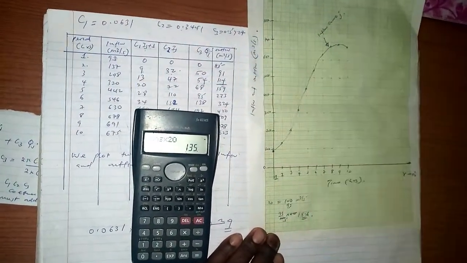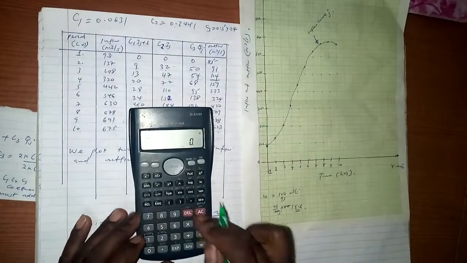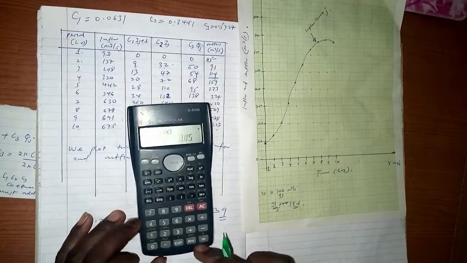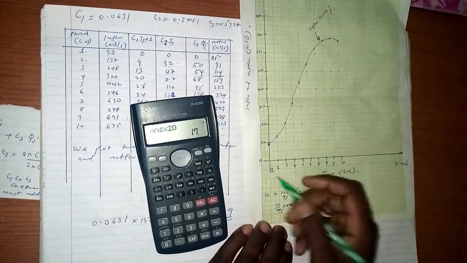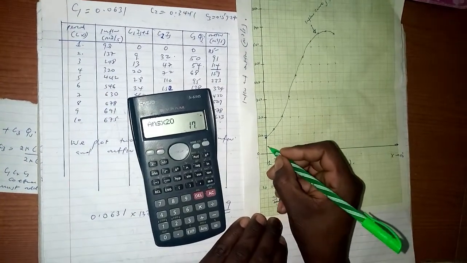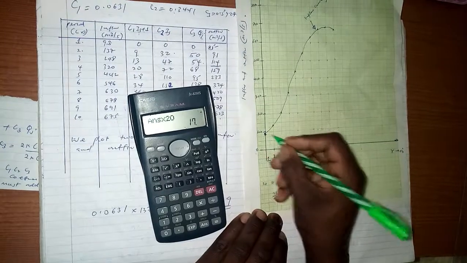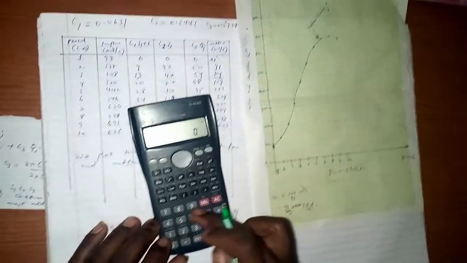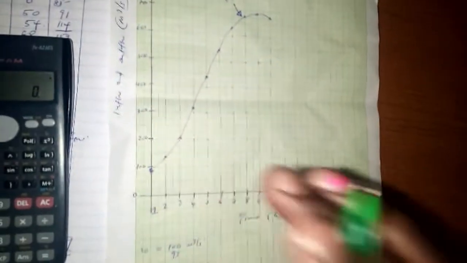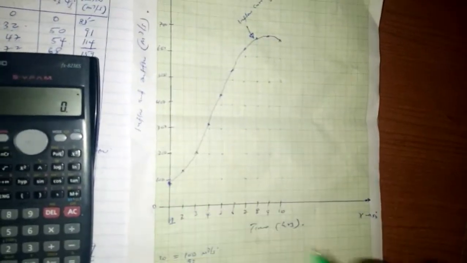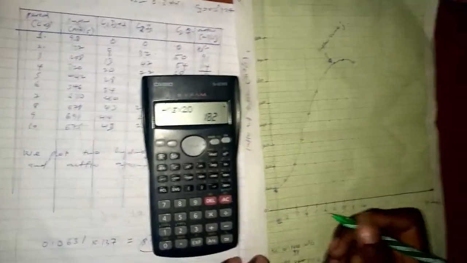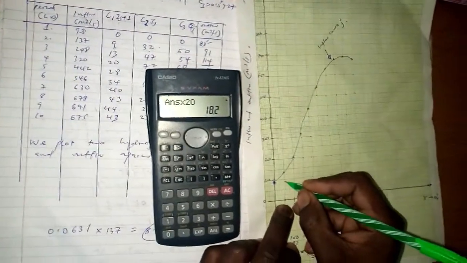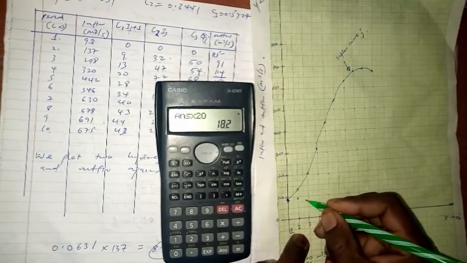So let's go to the outflow. The outflow curve will start with 85. So we had 85 divided by 100 multiplied by 20. So that's 17. 17 is 10, 15, 17, somewhere here. And then for 91, divided by 100 and multiplied by 20, that's 18.2, somewhere here, for period 2.